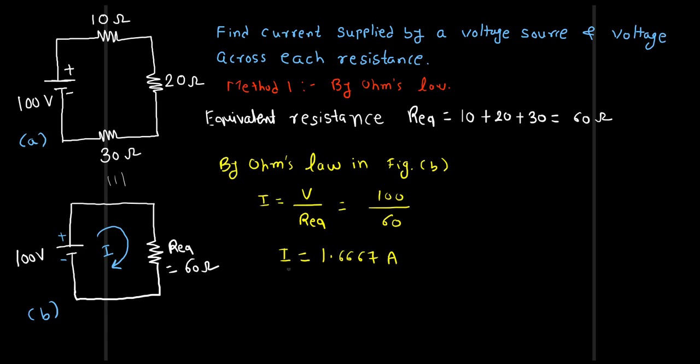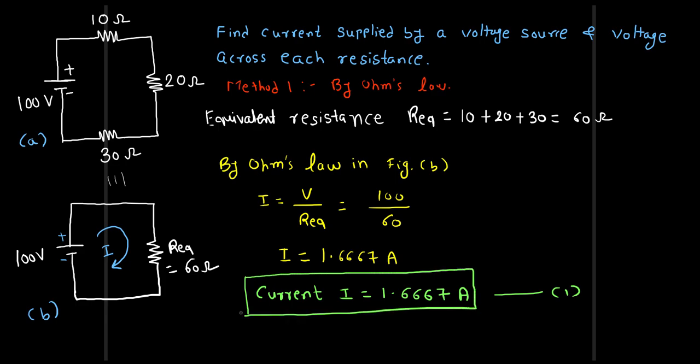So let me write by some other color. So I can write, so current supplied by a voltage source, it is I, equal to 1.6667 amp. Okay, so that is the final answer. So let us call it as equation number 1. So this is the answer for first part, that is current supplied by voltage source. What is the second thing it is asked? We have to calculate voltage across each resistor.